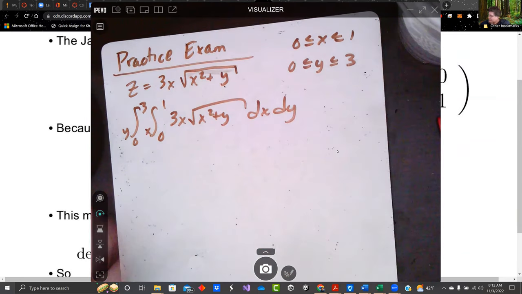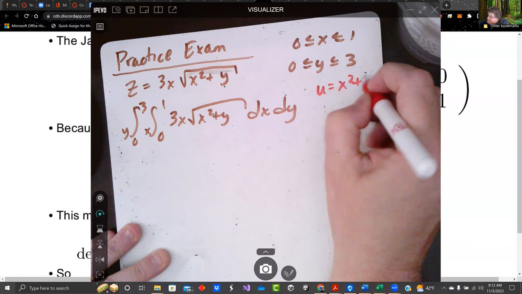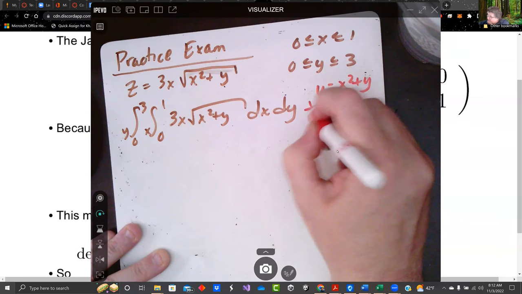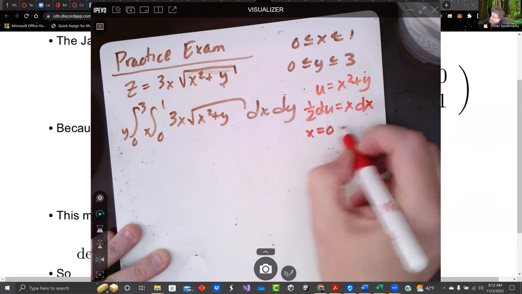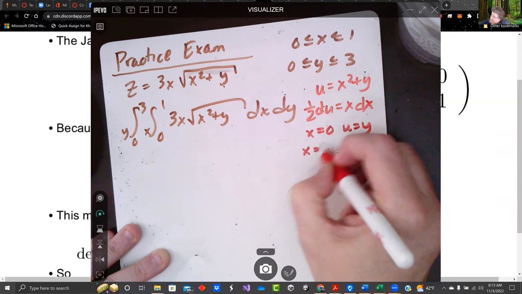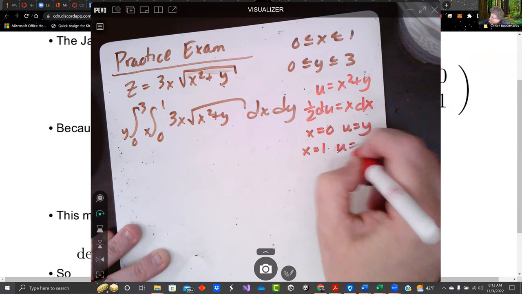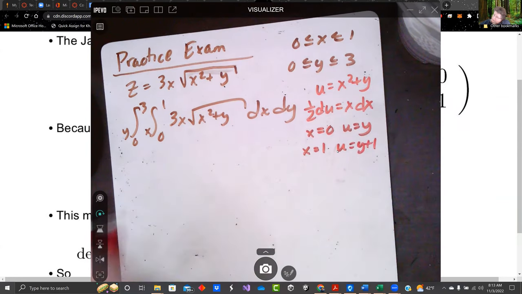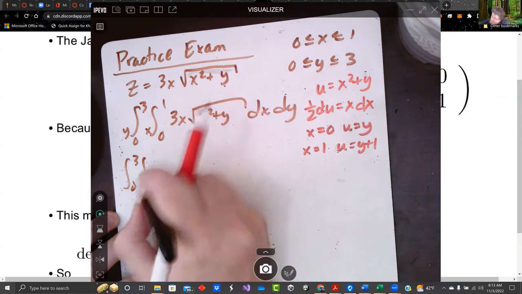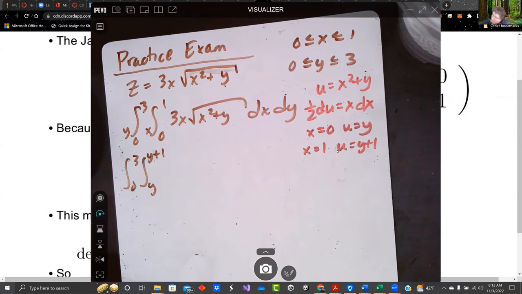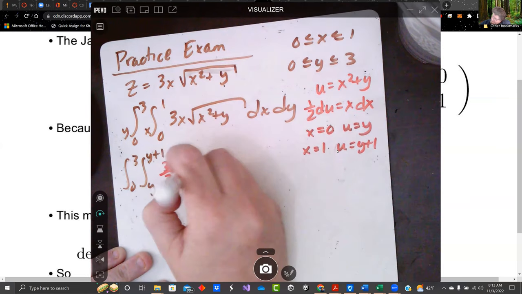Do a quick u sub. One half du equals x dx. When x equals 0, u equals y. When x equals 1, u equals y plus 1. So u goes from y to y plus 1. The x goes away. I have a 3 halves u to the 1 half du dy.